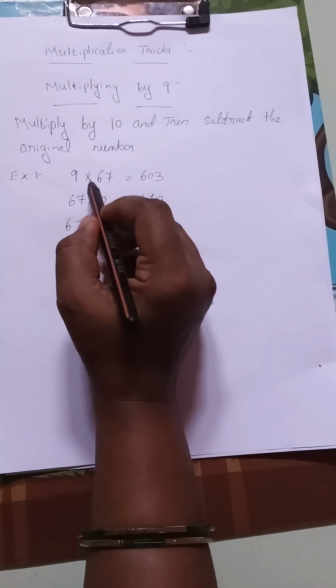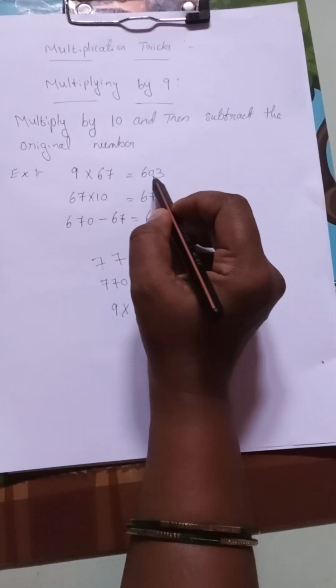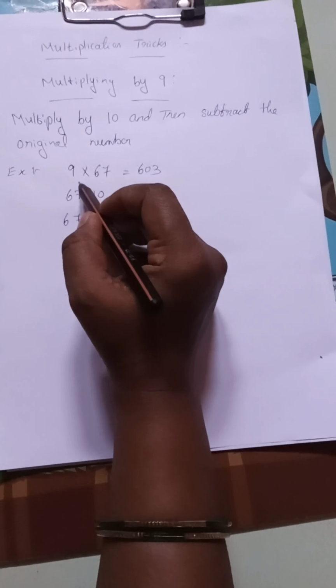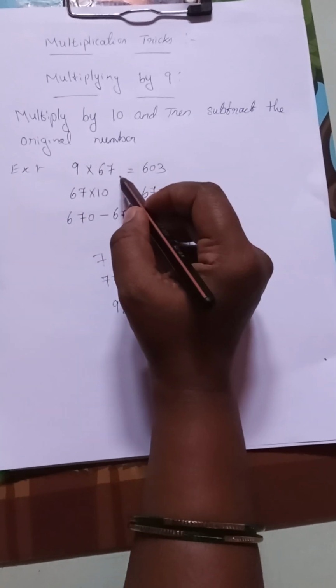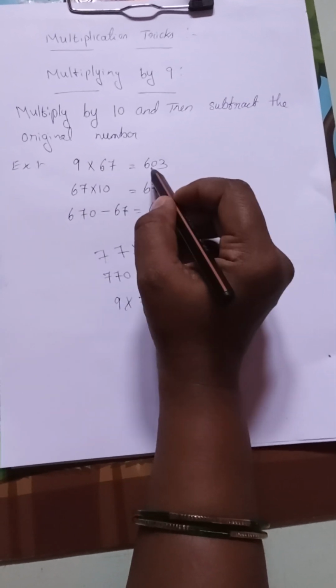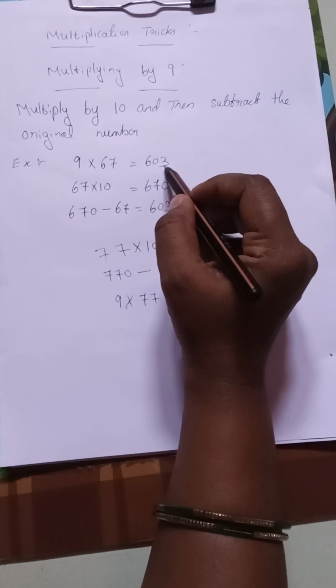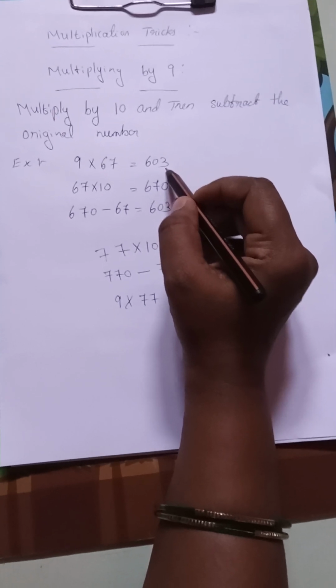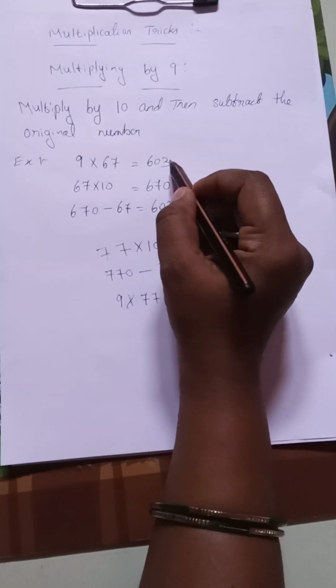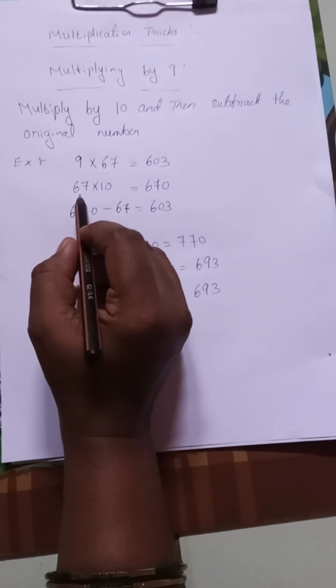See, I'm asking you a question. If you multiply 67 with 9, what answer will you get? 603. Sometimes you don't know the answer, right? So then what will you do?